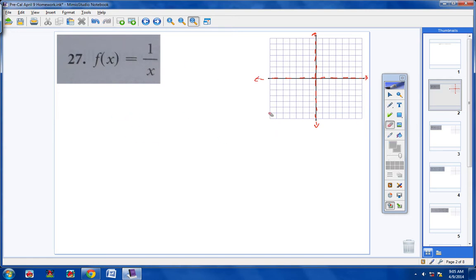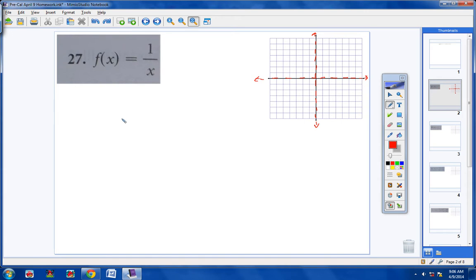Okay, moving on. We've done step 1. We have found all of our asymptotes. Step 2 says find the x and y intercepts. Well, in order to find the y-intercept, we put a 0 in for x. Well, if we put a 0 in for x, we get 1 over 0. That's undefined. So there is no y-intercept.